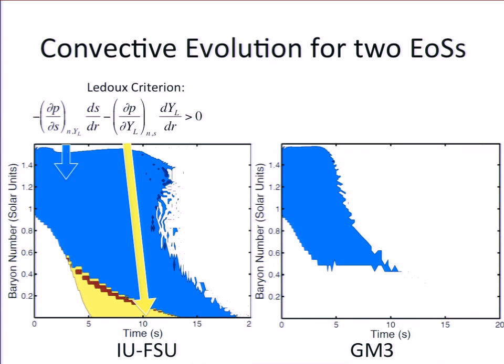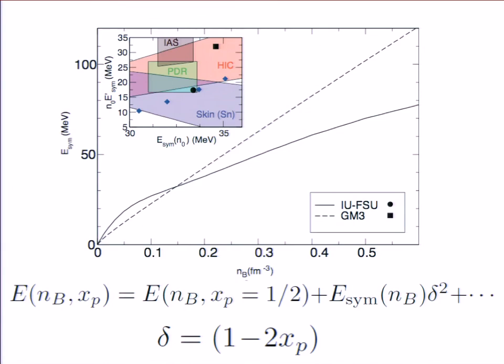Obviously these thermodynamic derivatives are going to be related to the equation of state, so we'd like to know what's so different between these two equations of state that creates this different behavior in the convective evolution. Probably the most important difference for what we're looking at between these two equations of state is the behavior of the nuclear symmetry energy as a function of density. That's just how much the energy changes as you move away from equal numbers of neutrons and protons.